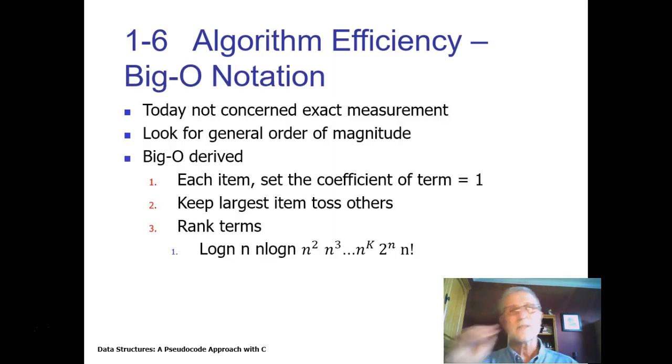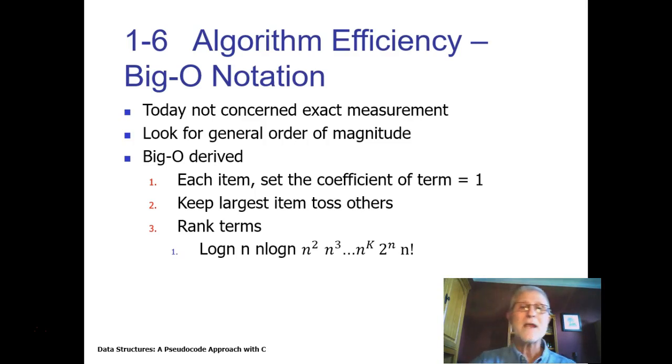Now, how do I determine this? When you're trying to do big O, and that's really what we're trying to do, big O is just trying to find the big order of magnitude between this algorithm and another. So I'm not looking for an exact measurement, just the general order of magnitude. Usually I'll set all the coefficients of terms to 1, so there's no big multiplication factor. I keep the largest item and throw the rest away, because the item that grows the fastest is the driving factor of this order of magnitude.